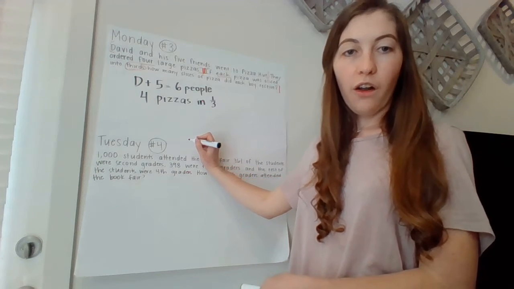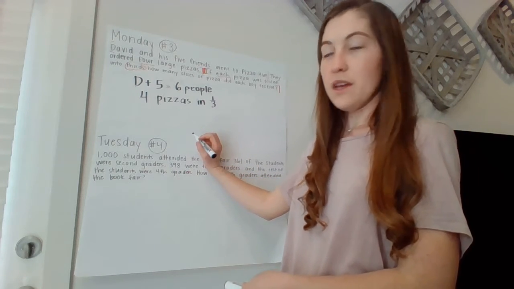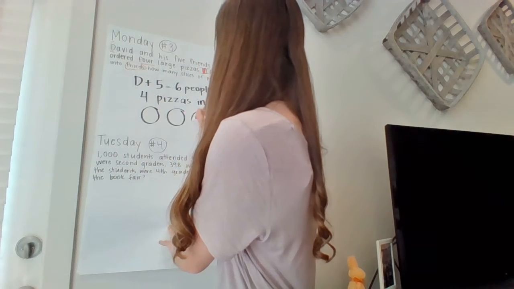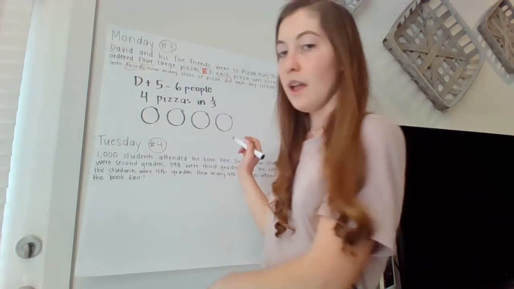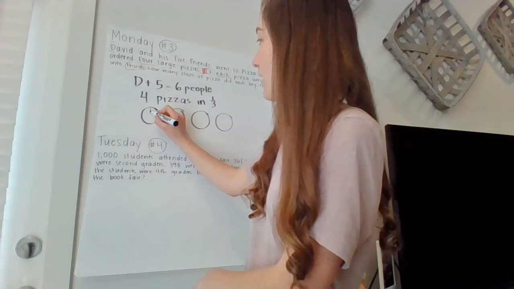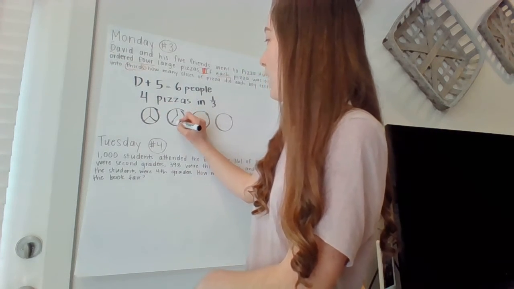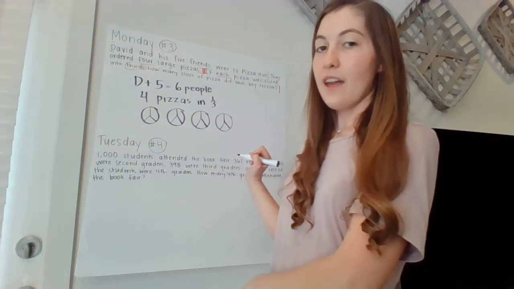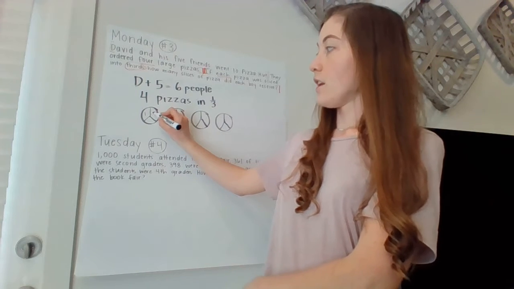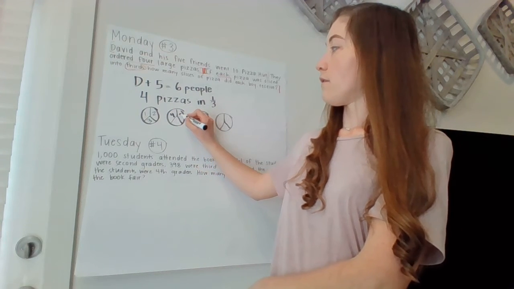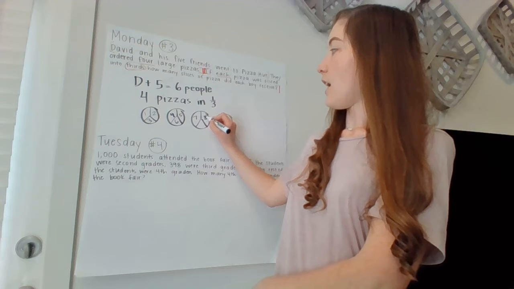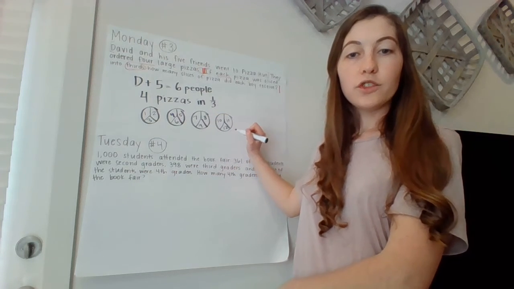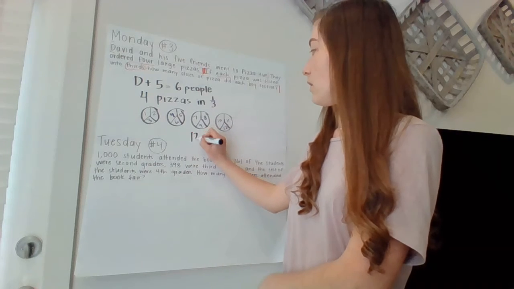So I'm going to draw out my 4 pizzas and divide them into thirds. If I break each pizza into 3 slices, and then I'm going to number each slice, so that way I know how many slices I have all together. So I have 1, 2, 3, 4, 5, 6, 7, 8, 9, 10, 11, 12. So I have 12 slices total.